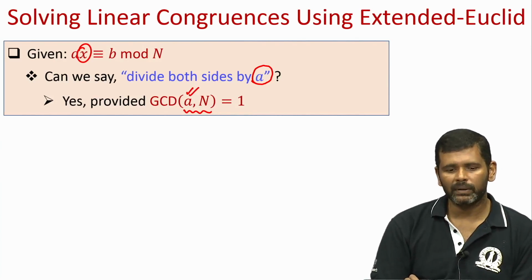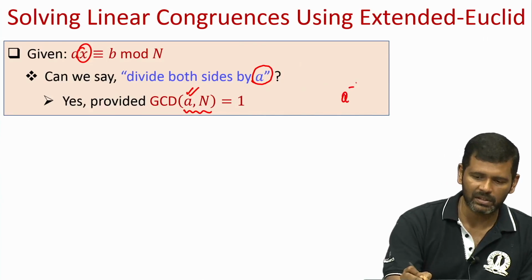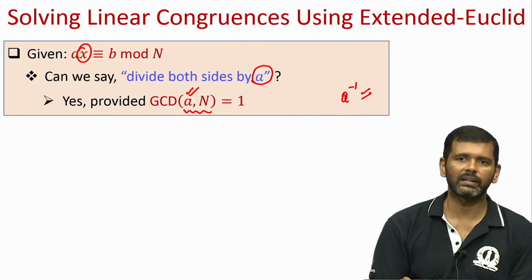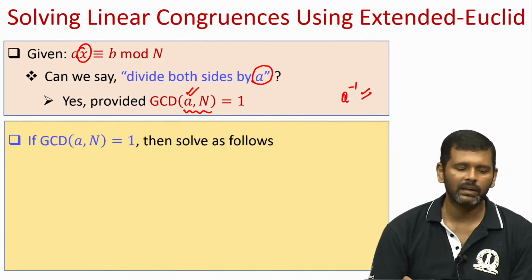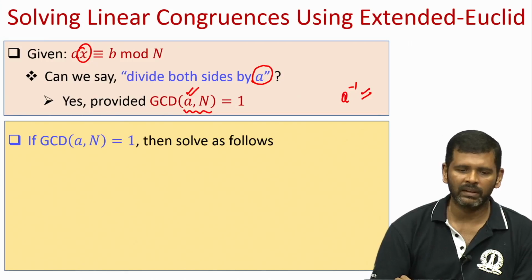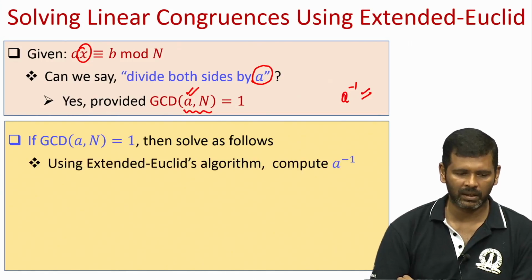So, if your number a is co-prime to your modulus n, then I know that a inverse exists, and hence I can divide, that is, multiply both sides by the multiplicative inverse. So, that is the method of solving a linear congruence under this restricted condition.